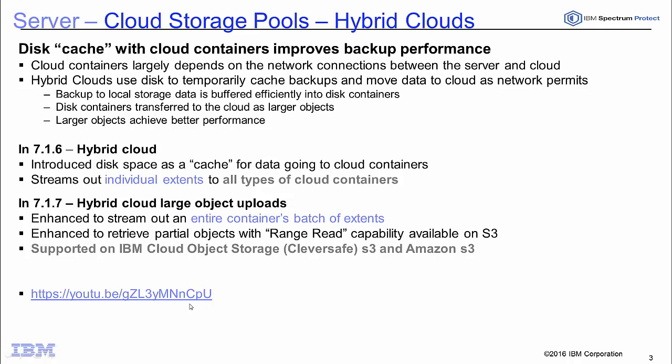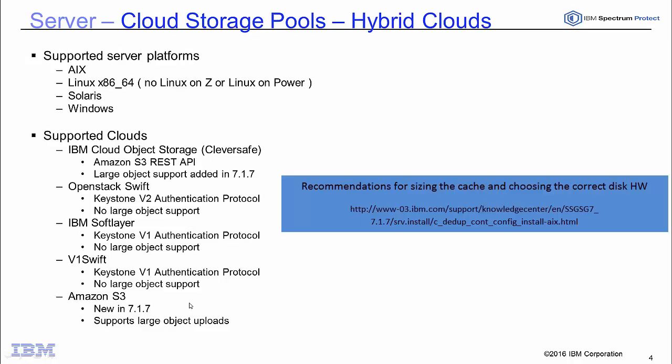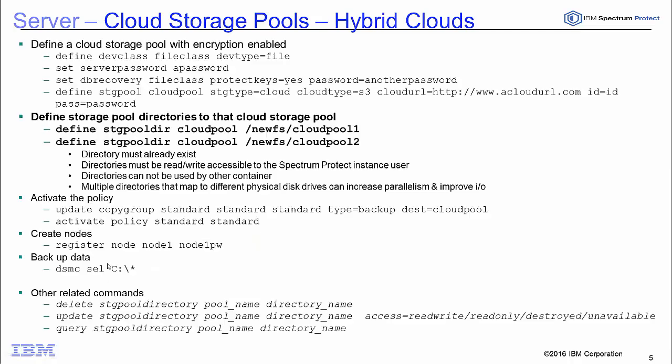And if you want to look at one of the YouTube videos, I do have a YouTube video out there on this. Here's the supported platforms for the hybrid clouds in general: AIX, Linux x86-64, Solaris, and Windows. And then for the supported vendors we have for our cloud containers, you'll see that both our CleverSafe and the Amazon S3 both support the large object uploads, whereas the OpenStack Swift, IBM SoftLayer, and V1 Swift will continue to push out individual extents to the cloud.